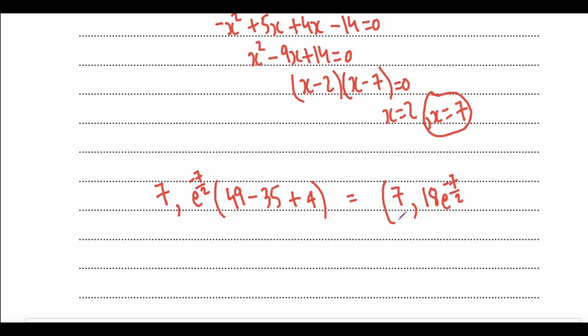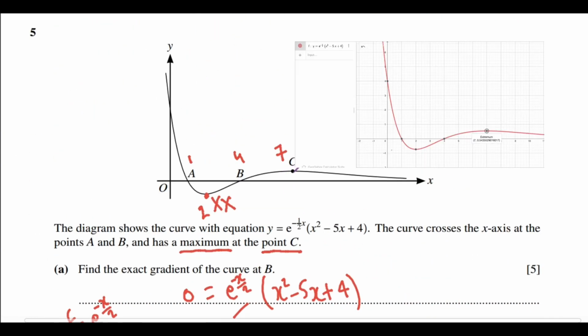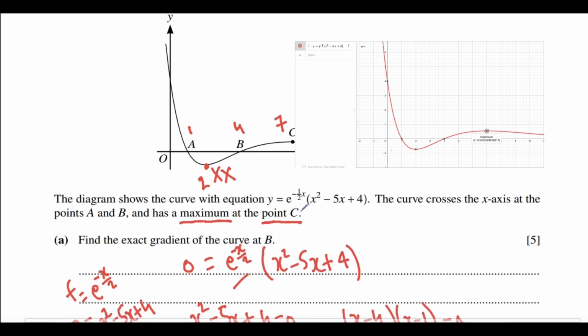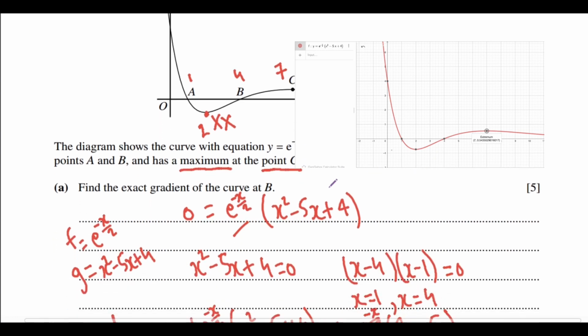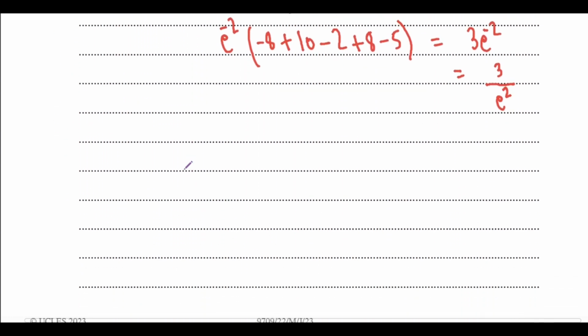And once again, if I edit it correctly, I will tell GeoGebra to draw this curve for me, and you will see that this point is actually 7, and the value of that is 18 times e to the power negative 7 over 2. So yeah, that's the quotient rule and the product rule. Very simple. Just a quick recap.